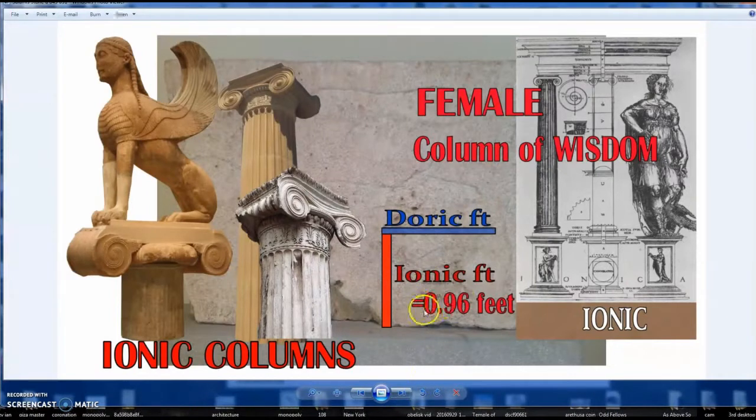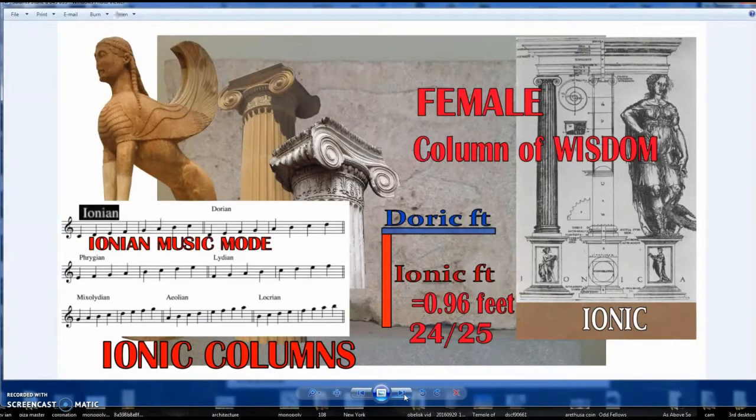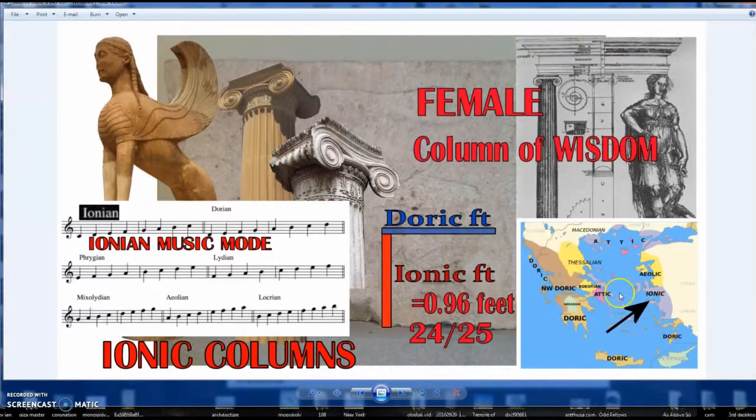So one Ionic foot equals 0.96 feet. Now even the conversions are all harmonics, but we won't go into that. There's a lot in regards to that, which gives us a simple ratio of 24/25, which again reflects back through that 16:15 ratio. I'll come back to that. So just like the Dorian, the Ionian or the Ionic is a musical mode, and there we see Ionic, the Ionian region.